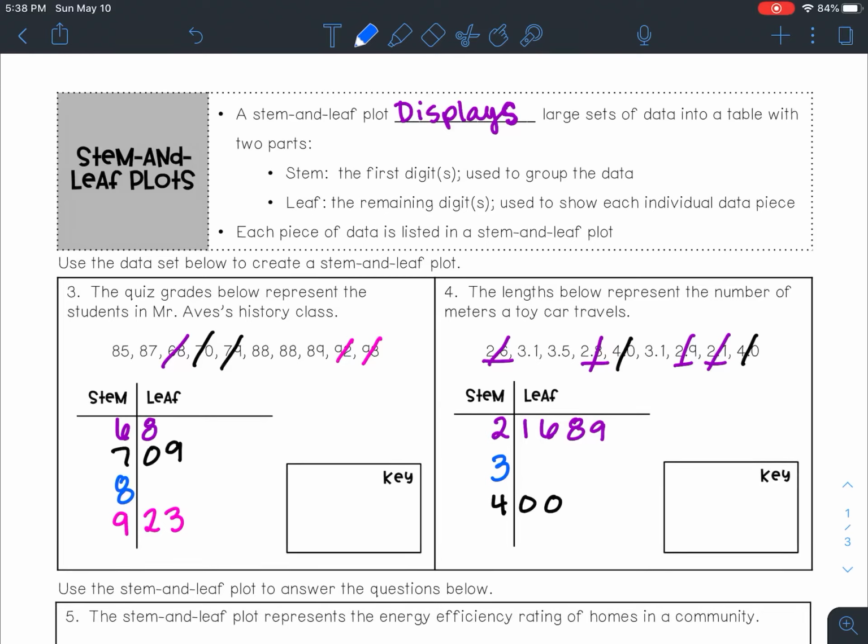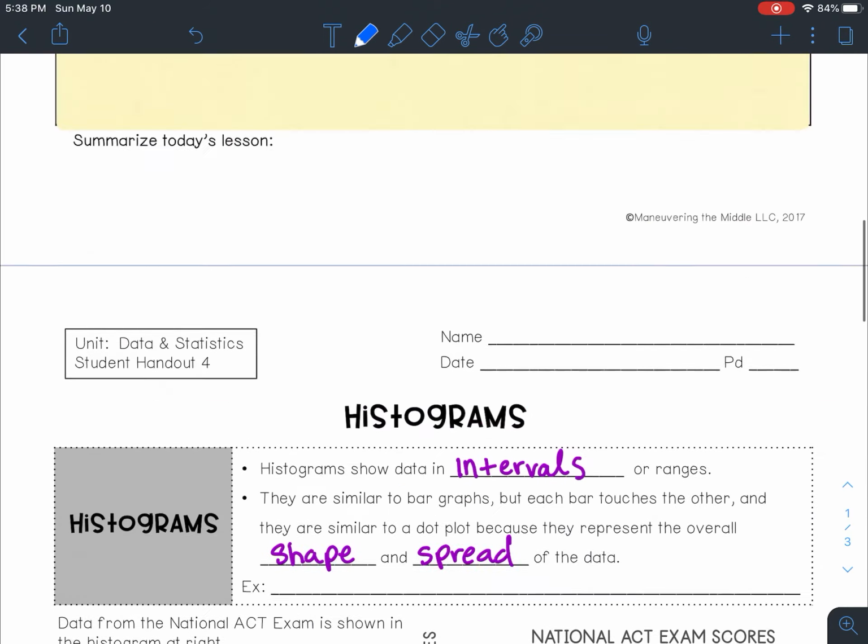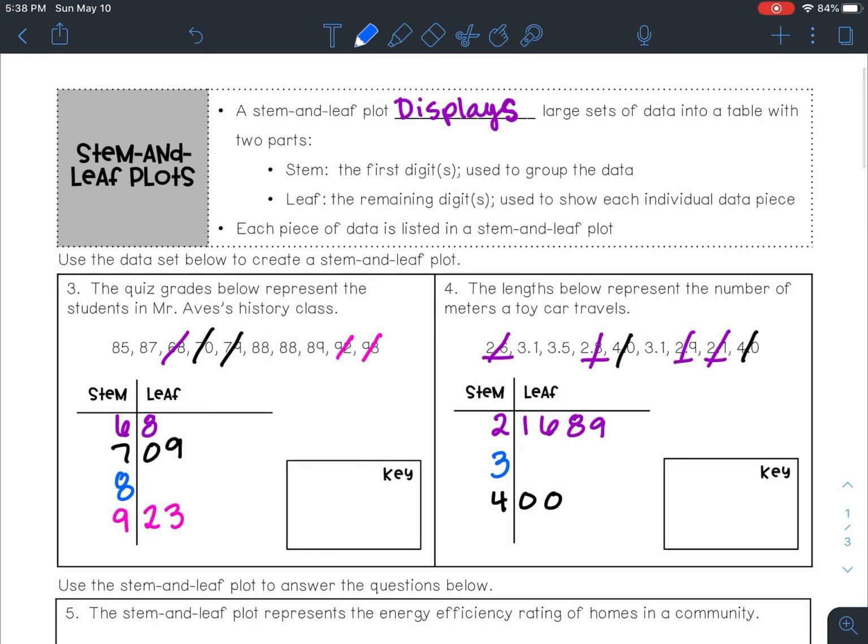Hey guys, so our data unit is over analyzing and interpreting data. So these next couple of data sets that we have, these plots, we have stem and leaf plot and we have histograms. So stem and leaf you should have seen in 5th grade.